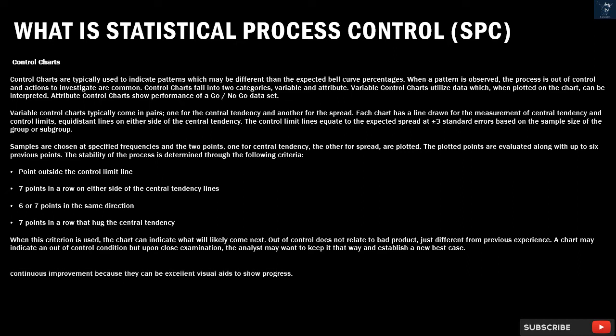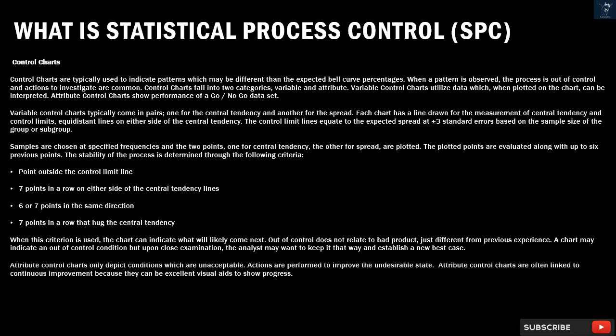Variable control charts typically come in pairs, one for the central tendency and another for the spread. Each chart has a line drawn for the measurement of central tendency and control limits. Equidistant lines on either side of the central.